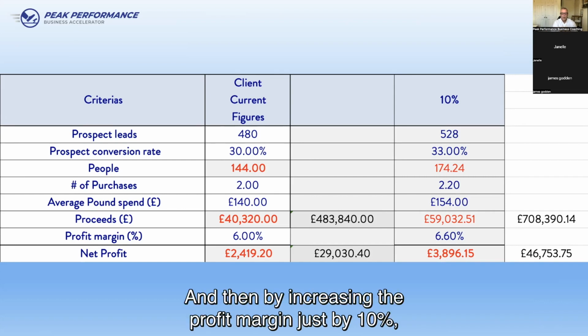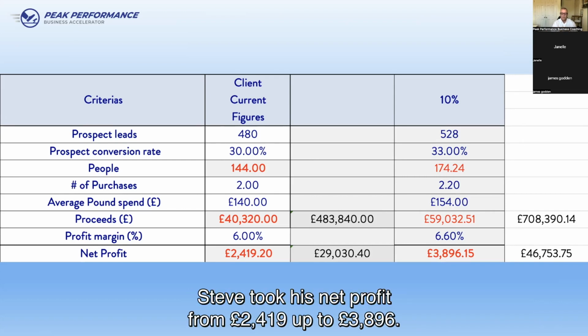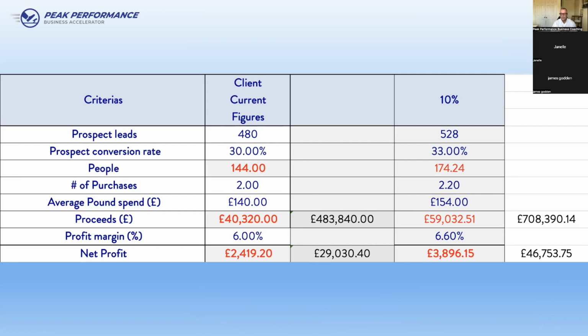And then by increasing the profit margin just by 10%, Steve took his net profit from 2,419 up to 3,896. That is a 63% increase in profit.